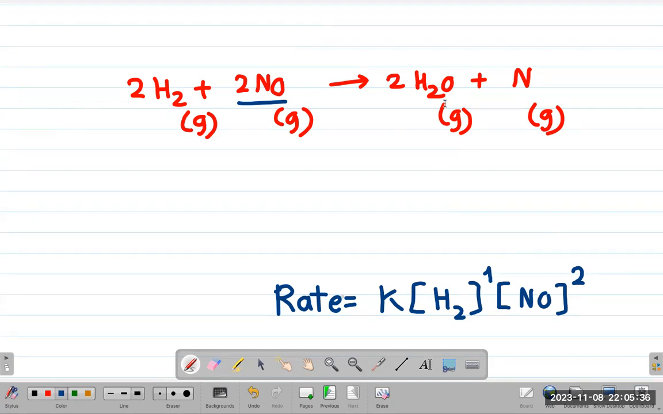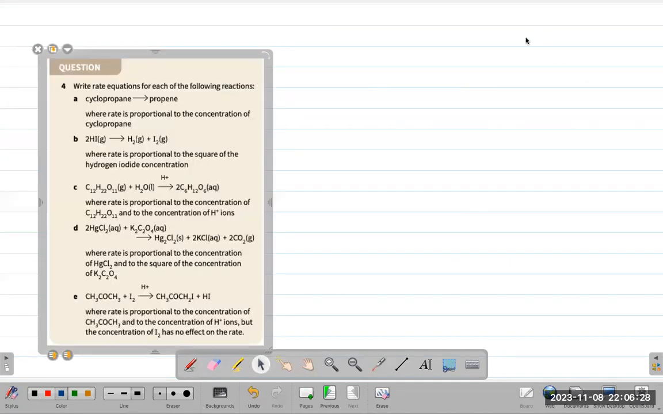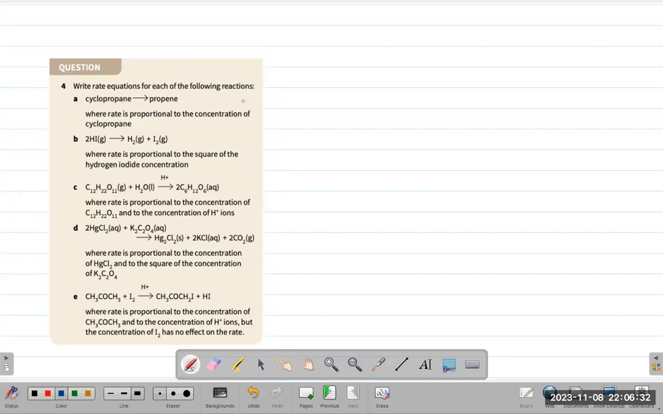When you find the rate law for H2 and NO, you can combine them to find your total rate law equation. We will find rate = k[H2]^1[NO]^2, and as in chemistry, we usually don't write the number 1. We'll try to practice this one by finding the answer to these equations.